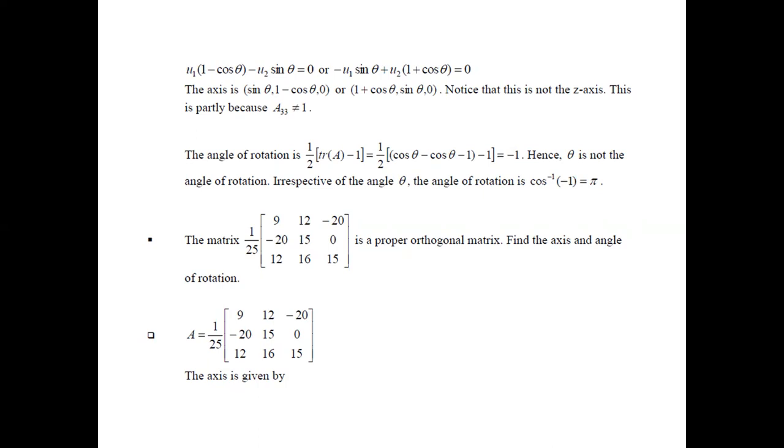The matrix (1/25)[[9, 12, −20], [−20, 15, 0], [12, 16, 15]] is a proper orthogonal matrix. Find the axis and angle of rotation. So A is as given. The axis is given by (A − I)u = 0, which is what you have there. I'm sure everybody can figure that out.